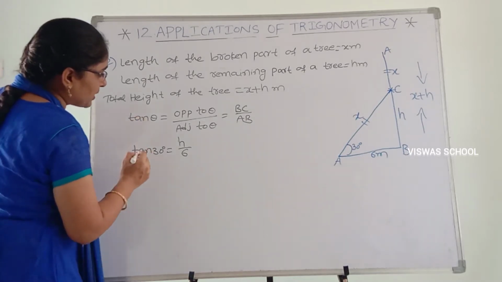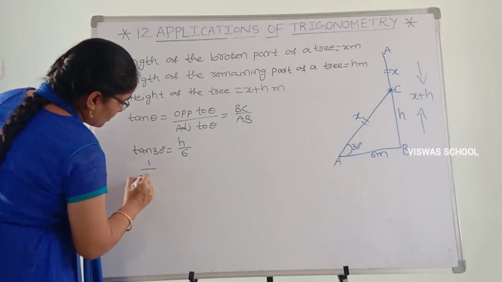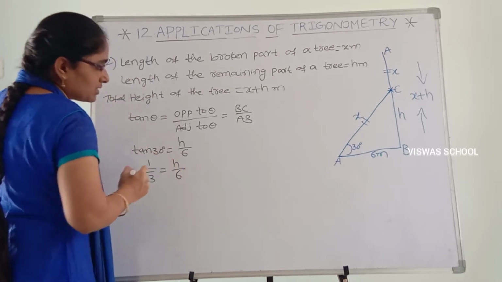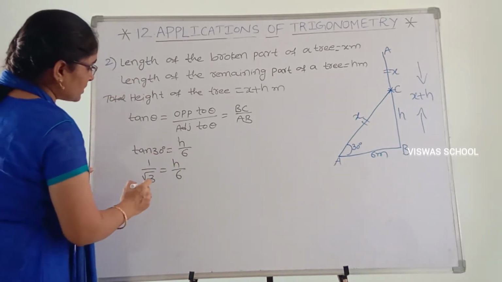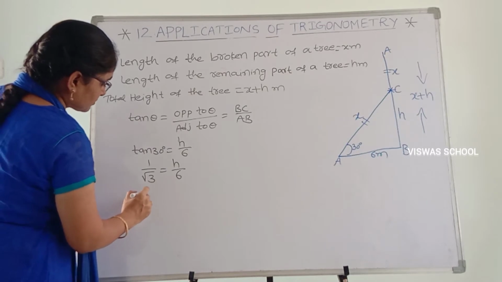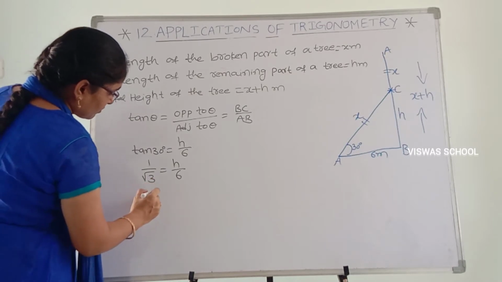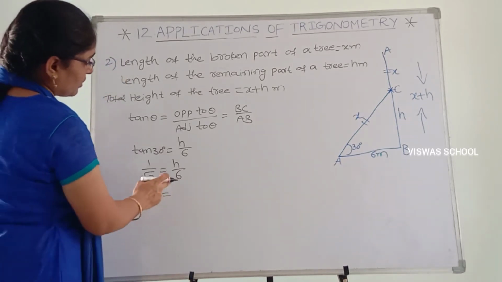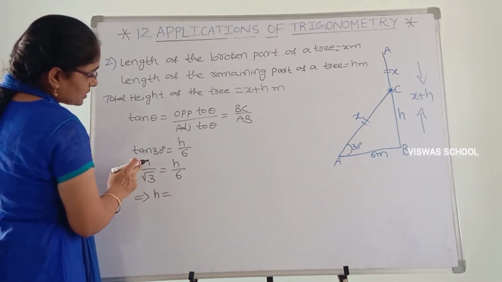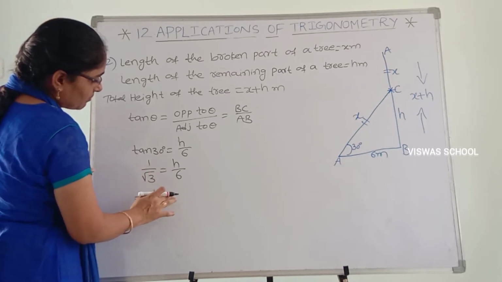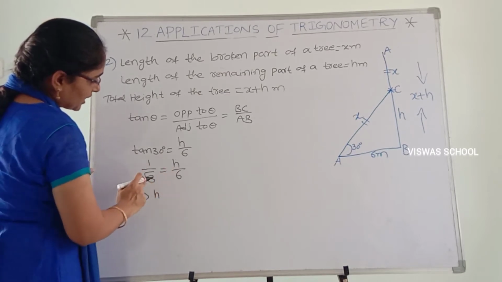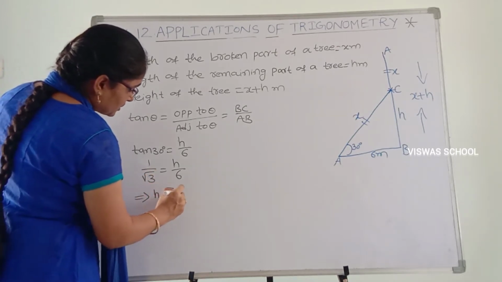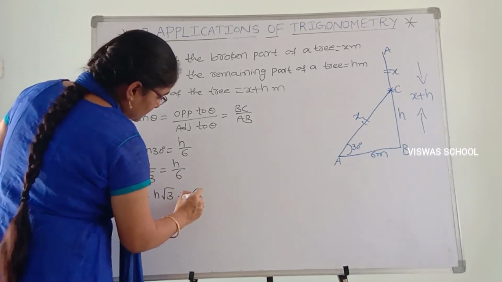What is the tan 30 value from the trigonometric values? This is 1 by root 3. 1 by root 3 is equal to H by 6. From this, H is equal to what? By cross multiplication, H into root 3 is equal to 6.